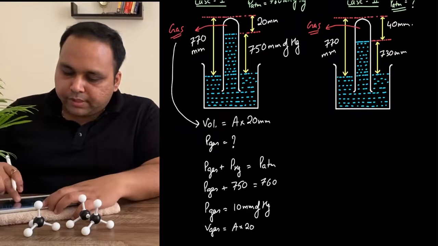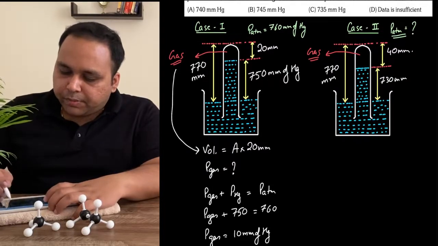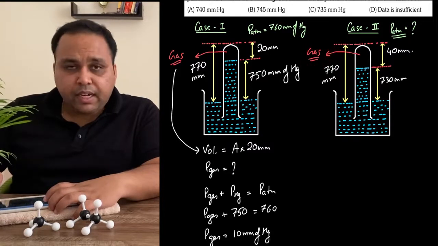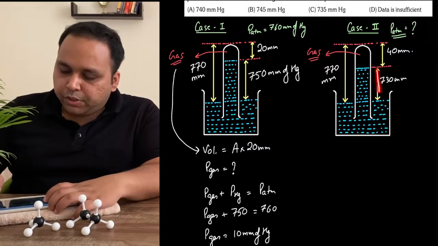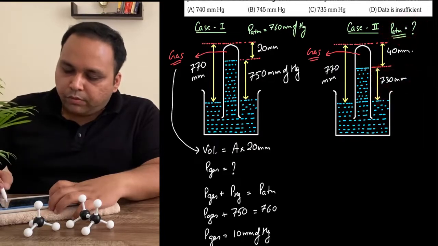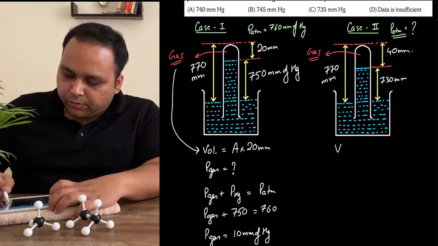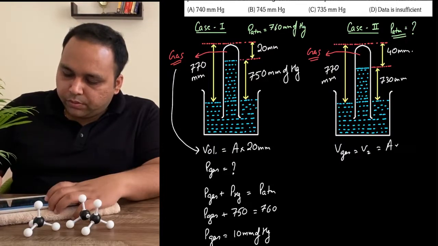Now let's come to our second case, and let's do the same exercise here. In this case, the pressure of gas is unknown, that we will find out. The pressure due to mercury will be 730 and atmospheric pressure is to be found out. Volume of gas in this case is 40 into area. So we write here that the volume of gas, V2, is area into 40.